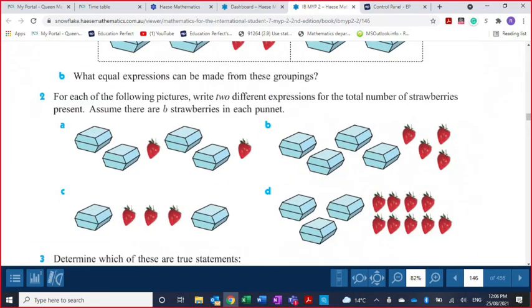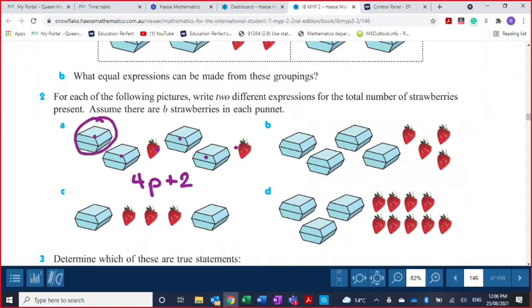You're just going to choose which one you want to do, divide them up any way you want to. So we'll just go ahead and do 2a so you can see the directions. This is kind of odd sometimes. So 2 different expressions for the total number of strawberries. Okay, well, we have 1, 2, 3, 4 punnets and 2 strawberries in this case. But what I want to do is break that up somehow. And you can break it up any way you want to.